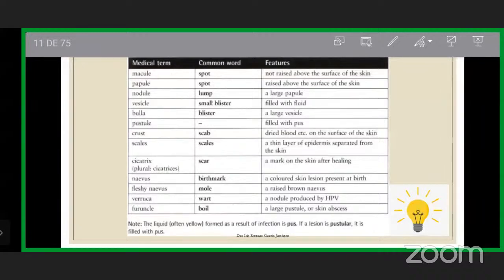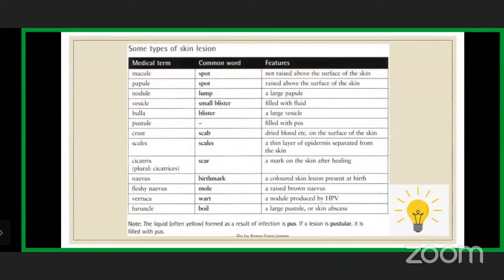The scar, as called by the patient, we can report as cicatrix. The nevus or the birthmark. The birthmark is, of course, the common word, and we also use nevus as a medical term between colleagues. The fleshy nevus are moles. They say, I have a mole, it's a fleshy nevus. The verruga is a wart. Furuncle, a boil. So you can see the synonyms for patients, how they express it, how they tell us, and then how we should talk about it.